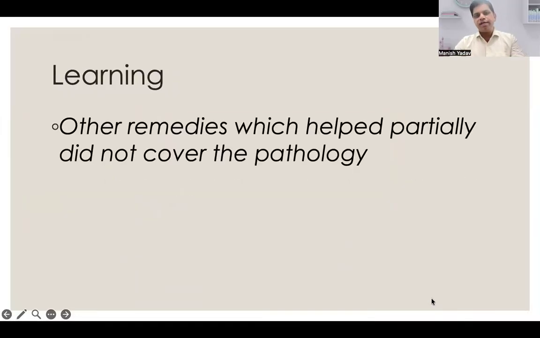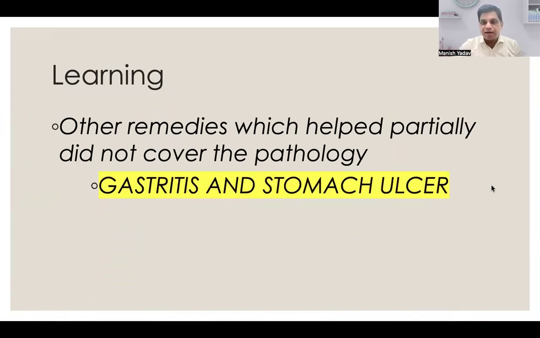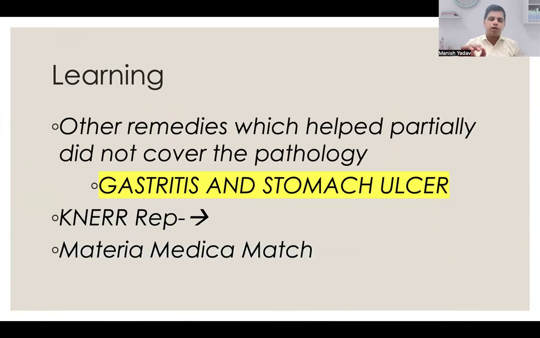Okay, so what was the learning? Other remedies which helped partially, it helped because it covered some symptoms, but it did not cover the pathology. Gastritis and stomach ulcer, that was the cause, which I was not able to find out and match with our remedy. Nair repertory, how to use Nair repertory, you can learn from this. And last, very important is Materia Medica. I've always been saying you have to read your Materia Medica and you have to match. The bold and the italics in the Materia Medica, Allen's and Boericke especially, have to match whatever symptoms you want to prescribe on. The deeper you go, you need more things written in Boericke and Allen's, underline, italics, and bold. Remember that.